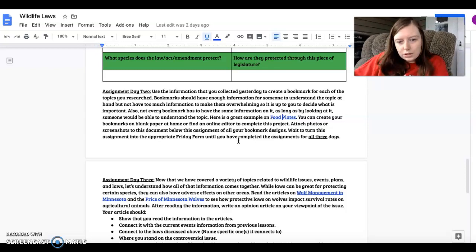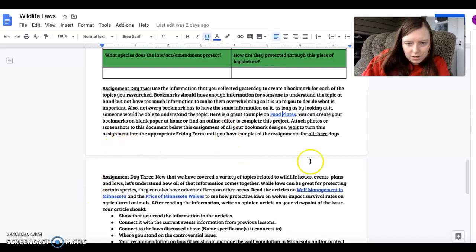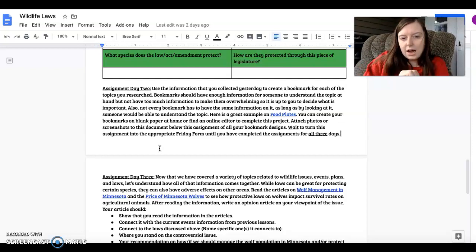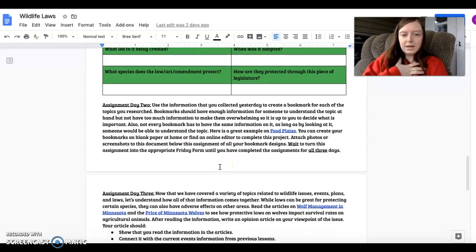In order to turn it in, you're going to attach photos or screenshots to this document below this assignment. So right in here, you're going to click enter behind this line right here and put in your pictures right there. That way it's in this document, so when we go to grade part 1, part 2, part 3, we can do it all in one sweep. We don't have to open up a bunch of different files. That's going to make it easier on our lives, so please do it that way. That will be very, very helpful.